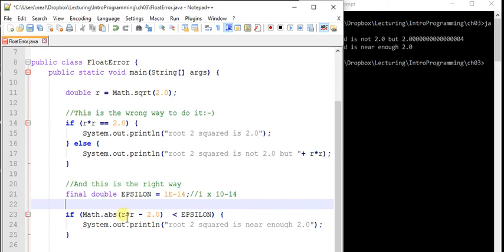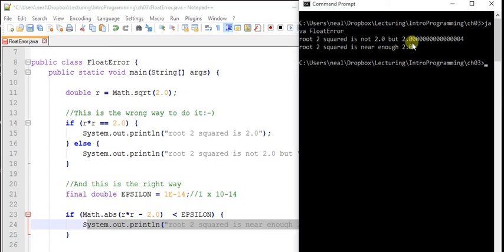So we take our r, we multiply it by itself, we subtract 2, and that then is a very small number. This Math.abs takes away any sign, so if this is a negative result, it makes the result positive. And then we simply check to see if that result is less than this tiny number here, and if it is, it prints out this message, it's near enough to. Now if we go over here, we can see that's what it does. So this is something you need to be a bit careful of when dealing with these floating point numbers.